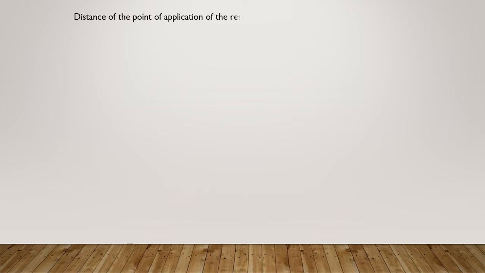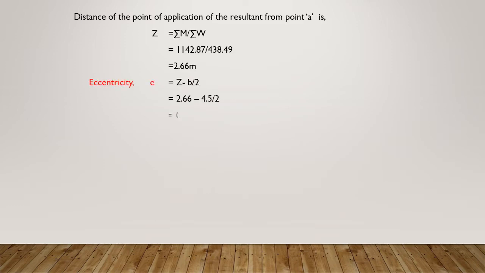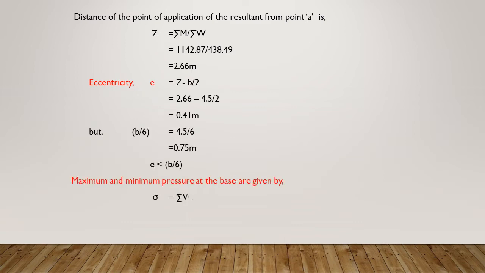Then the distance of the point of application of the resultant from point A is z, which is equal to sum of moment divided by sum of load. We know the sum of moment and the sum of load. So sum of moment is equal to 1142.87 and sum of load is equal to 438.49. So z is equal to 2.66 meter.